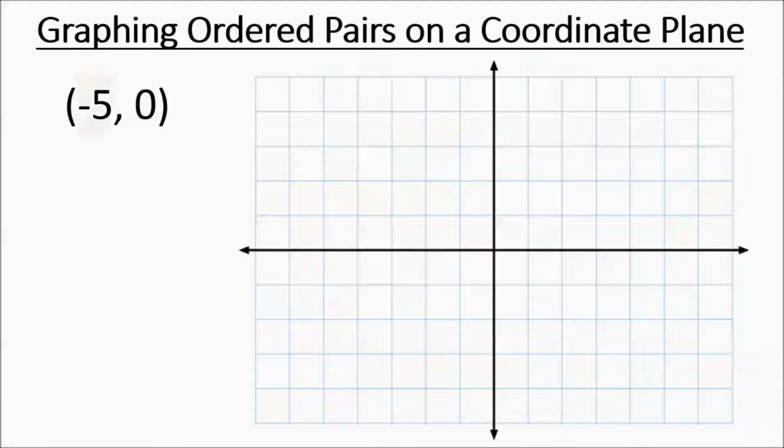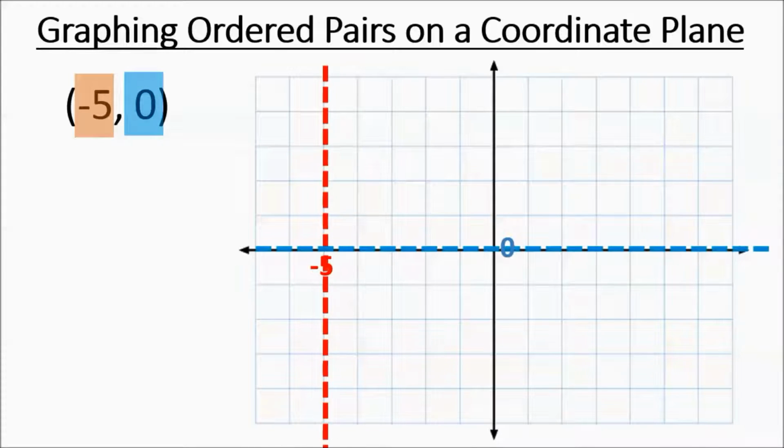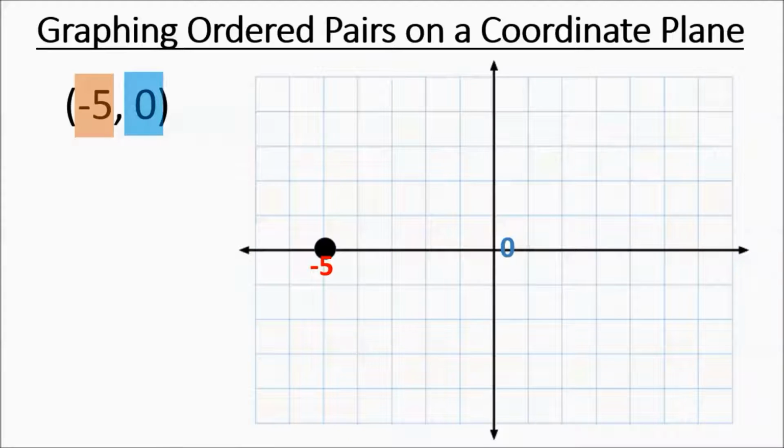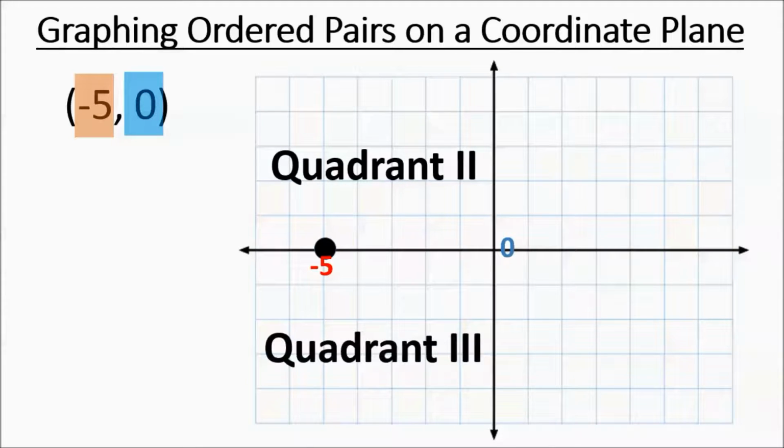-5, 0. We're going to mark our -5 on the x-axis. We're going to mark our 0 on the y-axis. And we're going to see where they meet, and they meet on the axis. This one's going to be between quadrant 2 and quadrant 3.